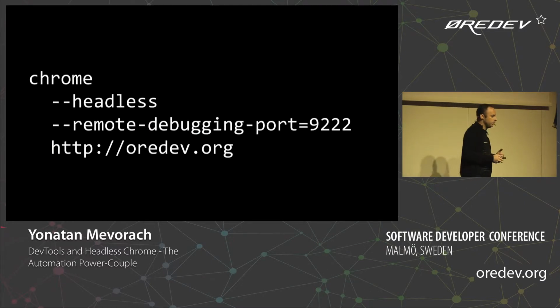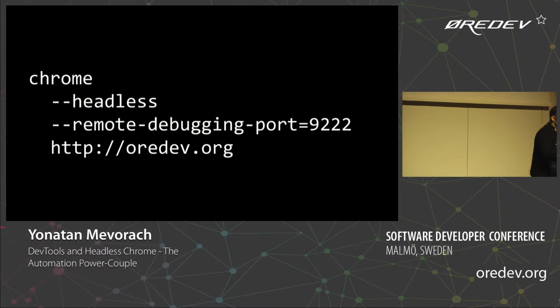Let's see how we even launch headless Chrome. What you have to do is find the Chrome executable on your machine. This is different based on your operating system, of course. Then you need to pass in the headless flag, the remote debugging port, which we'll talk about in a minute. And you can also specify the URL to load as soon as the headless browser launches. Obviously, later you can navigate away using DevTools protocol commands, but this is just a nice way to get started.